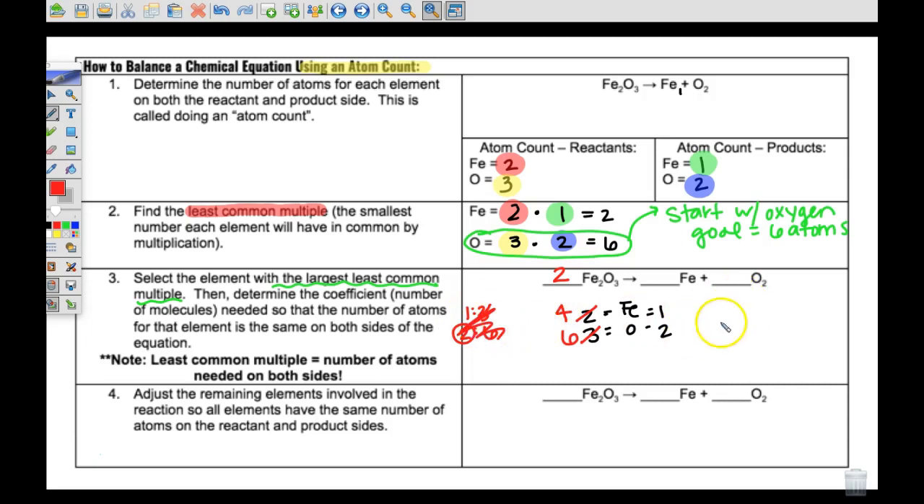On the right-hand side, 1 molecule of O2 gets me 2 atoms. But if I want to get to 6, then I have to determine how many molecules would do that, and the answer is 3. So I put a big 3 in the front, and if I take my coefficient and multiply by my subscript, 3 times 2 is 6.